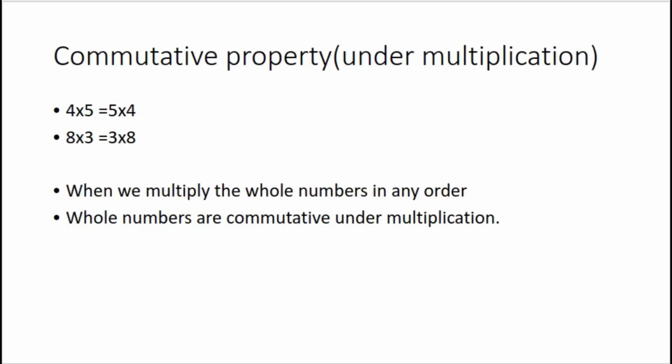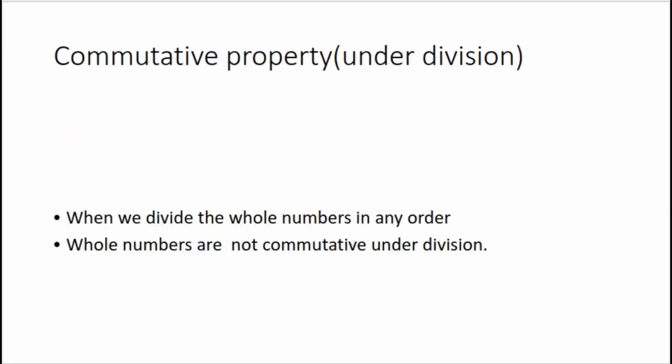Next, coming to multiplication. Here multiplying 4 into 5 is 20. 5 into 4 is 20. Here 8 into 3 is 24. 3 into 8 is 24. When we are multiplying the whole numbers in any order, like 4 into 5 or 5 into 4, 8 into 3 or 3 into 8, we get the same answer. So the whole numbers are commutative under multiplication.